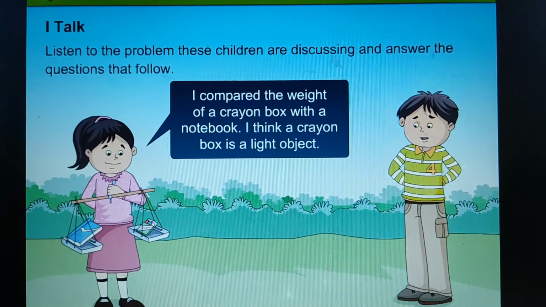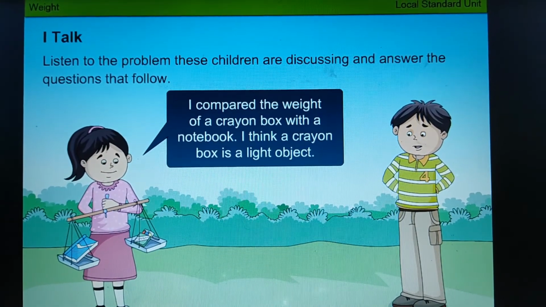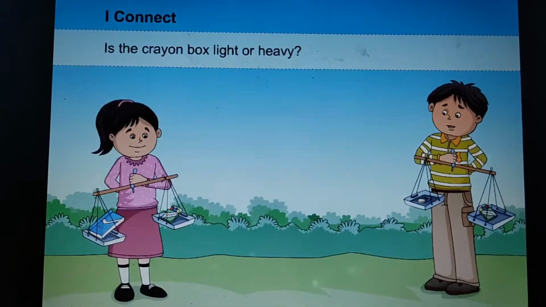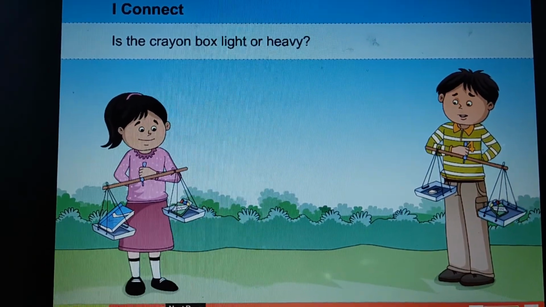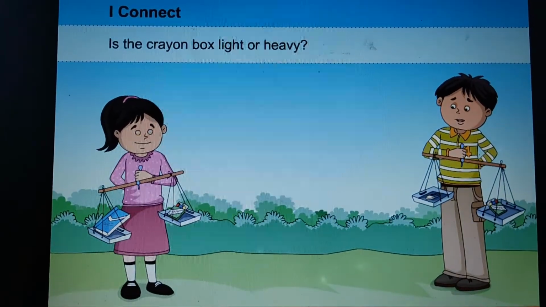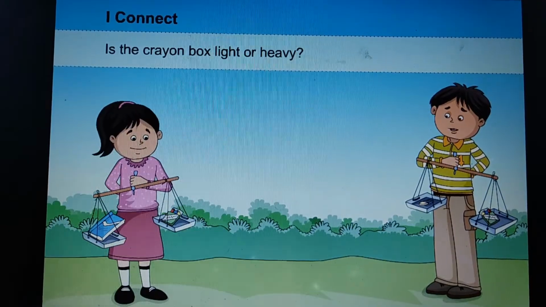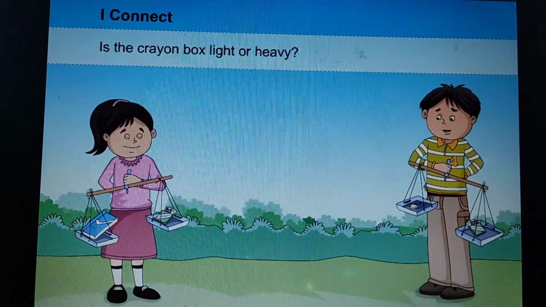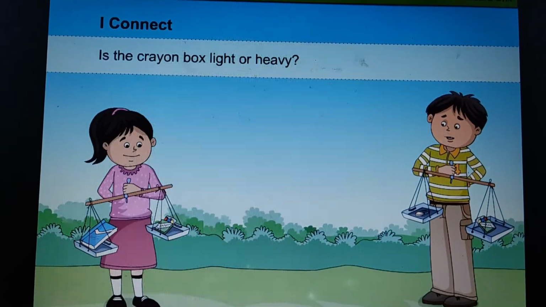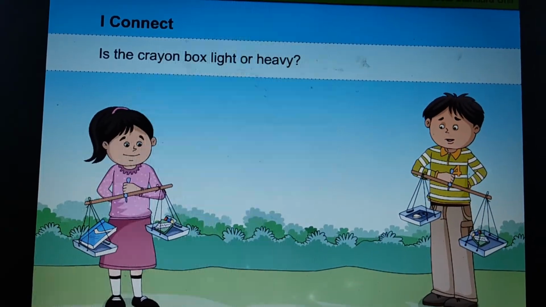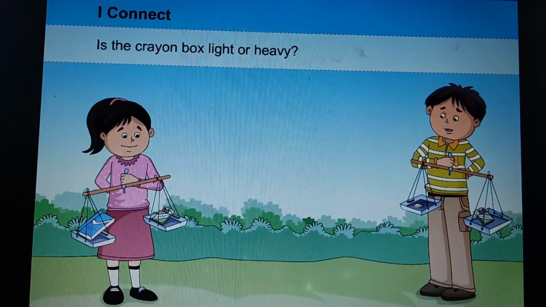I compared the weight of a crayon box with a notebook. I think a crayon box is a light object. Children, do you think the crayon box is light or heavy? See here. The girl compared the weight of a crayon box with a notebook, and the boy compared it with an eraser. So, we cannot say the crayon box is light or heavy.